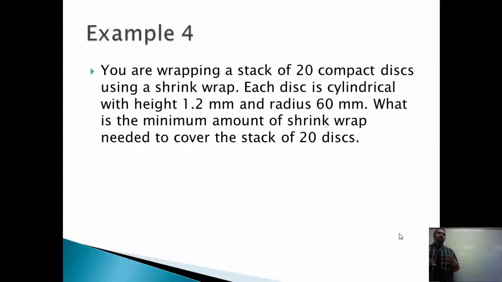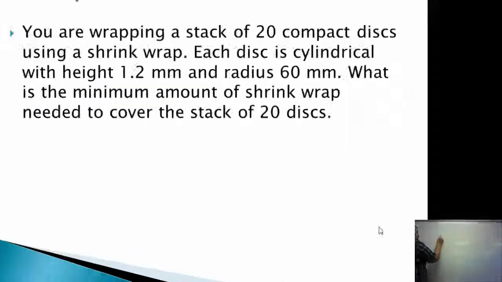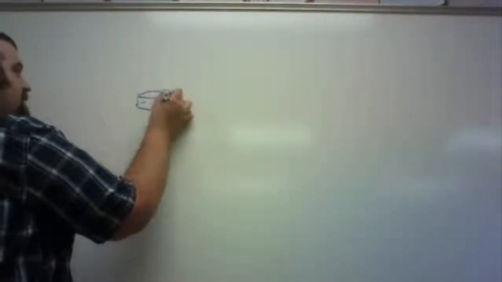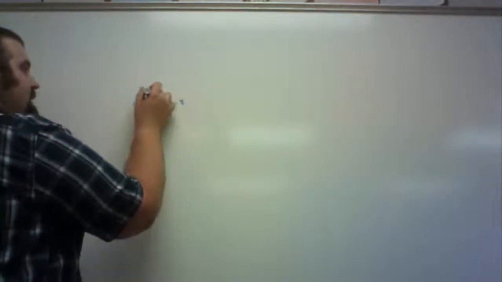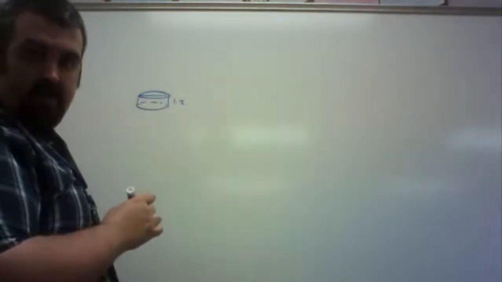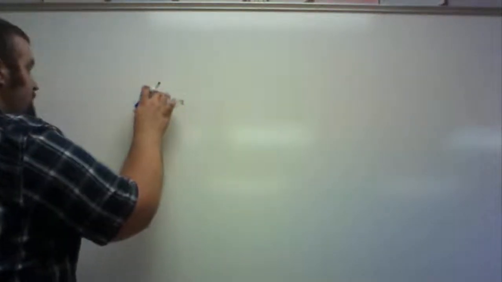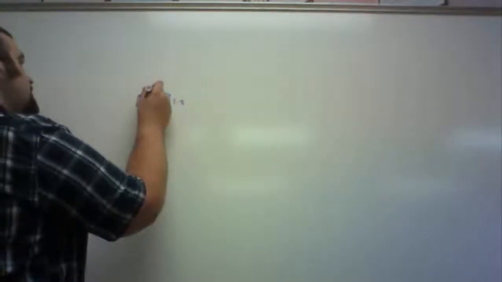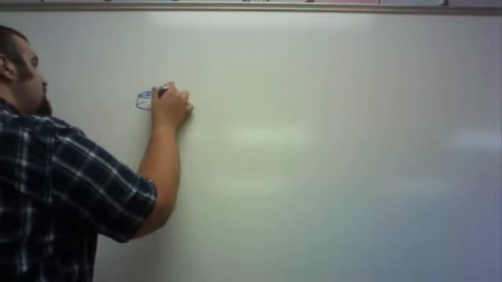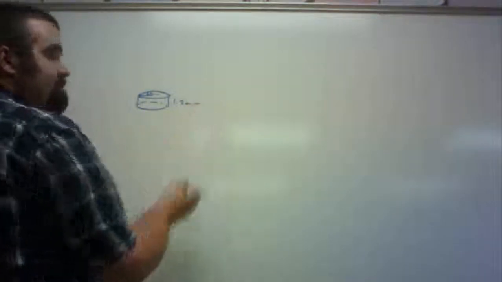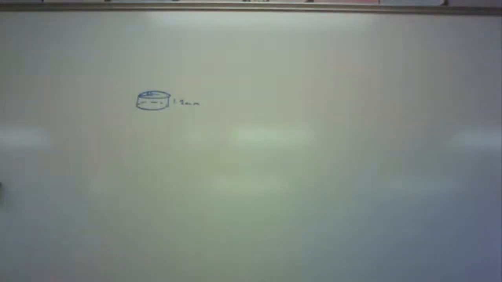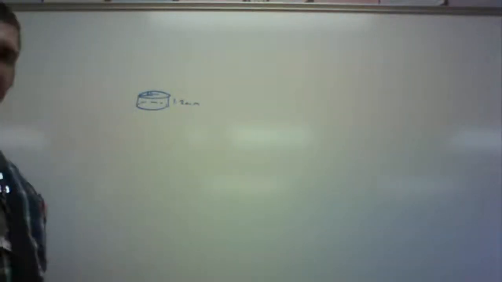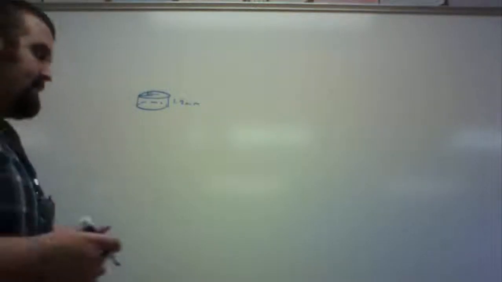Each disc is cylindrical with a height of 1.2 millimeters and a radius of 60 millimeters. So this is a very small cylinder, kind of small. What is the minimum amount of shrink wrap needed to cover a stack of 20 discs?